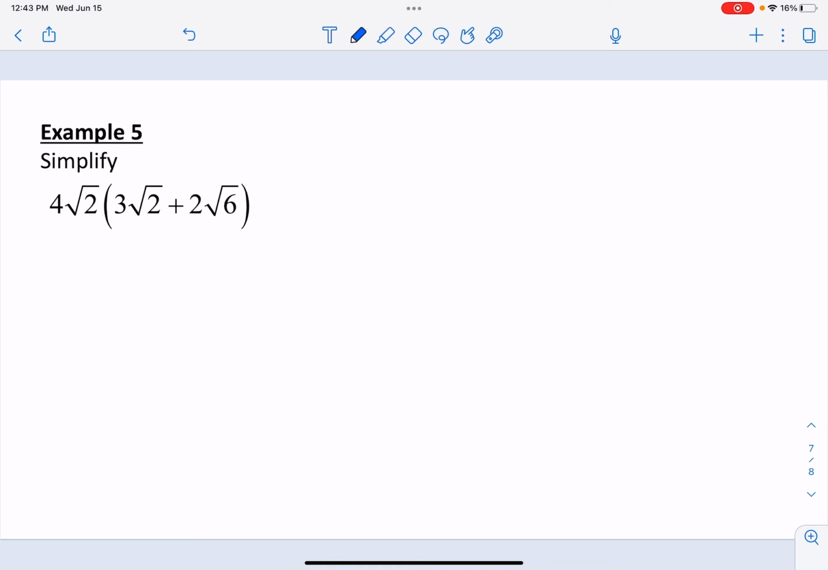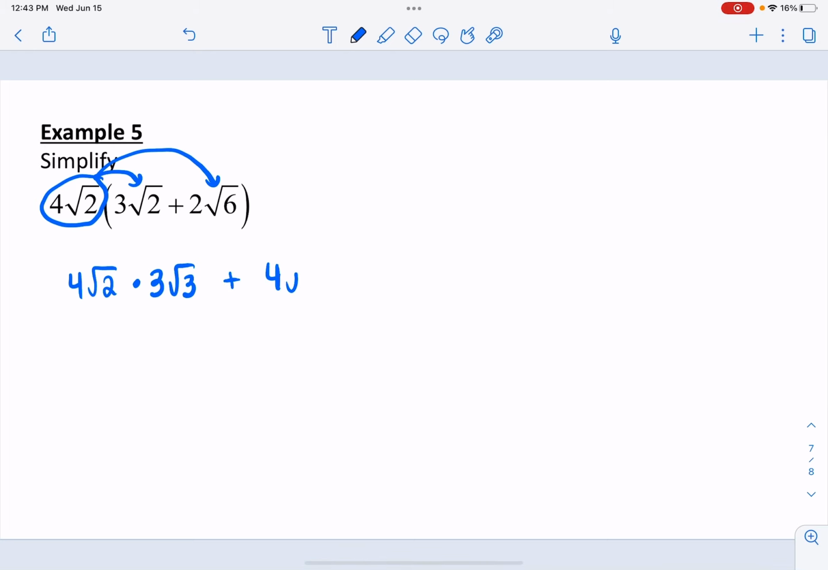Ooh, this is a fun one. Oh, I didn't know how much I would like this example. Okay, so what we're going to do is we're going to distribute this to each term. So I'm going to have 4 root 2 times 3 root 2. Then I'm going to distribute it to this next term, plus 4 root 2 times 2 root 6. Okay, 4 times 3, 12.